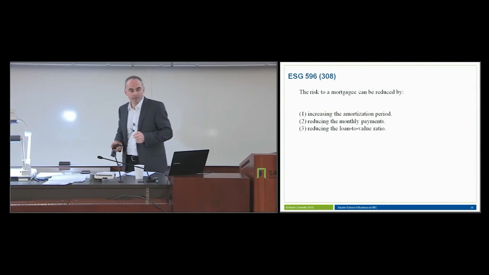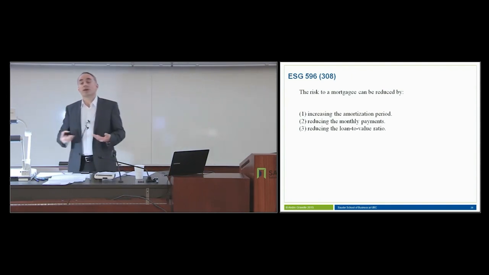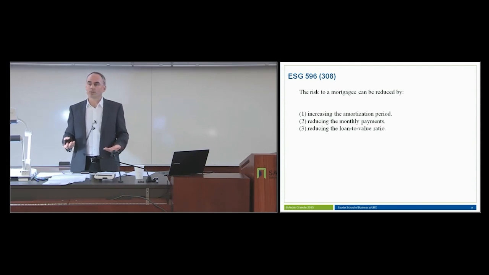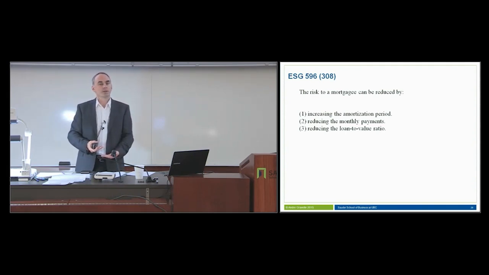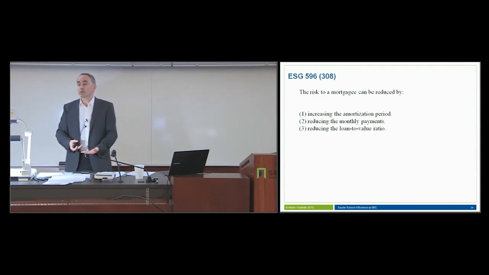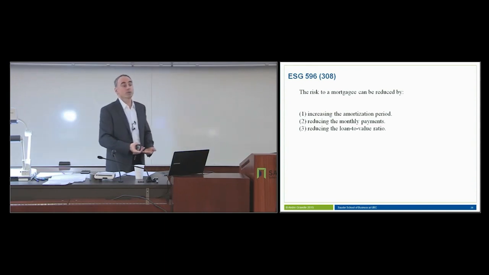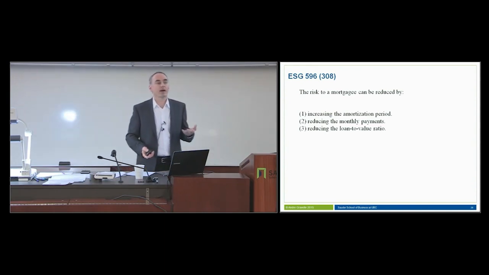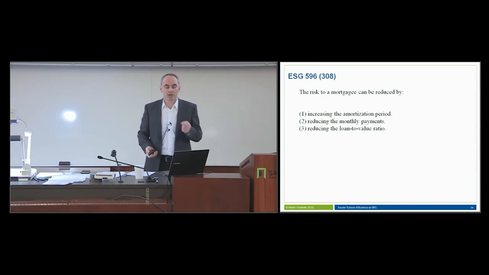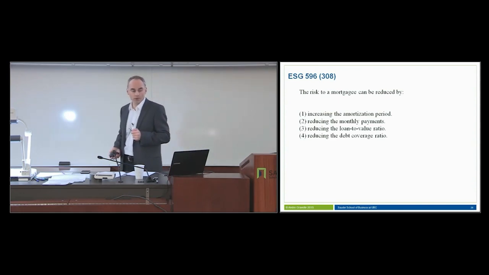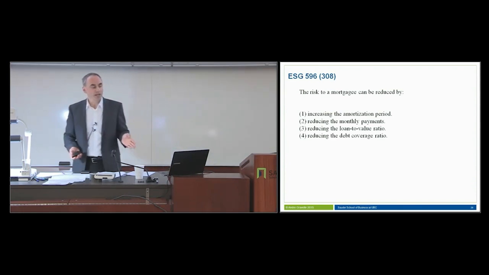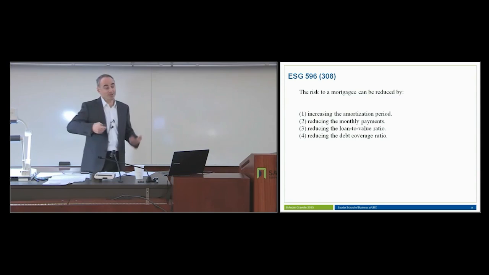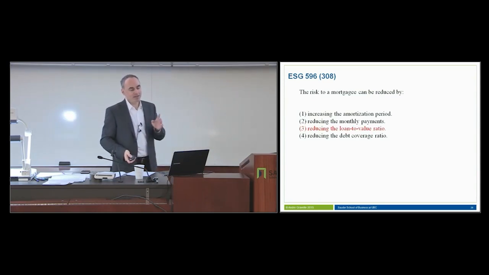Let's keep going. About 3, reducing the loan-to-value ratio. Yeah, if we reduce the loan-to-value ratio, would that reduce the risk to the lender? Sure, loan-to-value ratio is about risk, right? That was what we used to deal with capital value risk. So 3 sounds pretty reasonable. How about 4? Reducing the debt coverage ratio. If we reduce the debt coverage ratio, that's going to have the opposite effect. So that's not going to reduce risk. So in this case, I think I like 3.